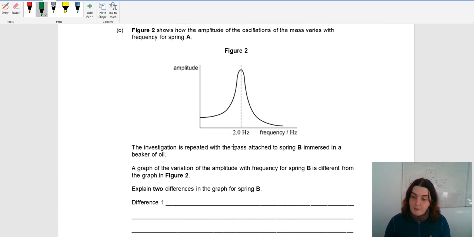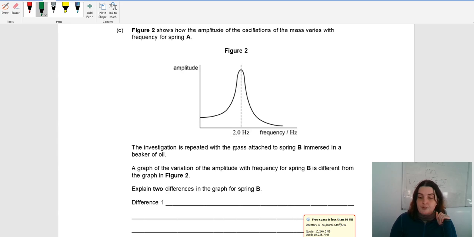So when you have simple harmonic motion, damping and resonance is one of the important parts of it. We kind of mentioned resonance before, but this is what's happening here. Figure 2 shows how the amplitude of the oscillations of the mass varies with frequency for A. The investigation is repeated with B, but B is also immersed in a beaker of oil. So the variation of the amplitude is different.